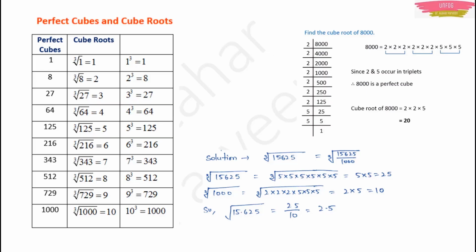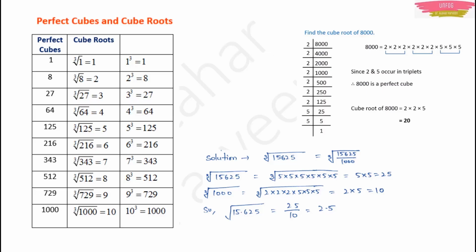So I will write it as 15625 upon 1000, because after 3 digits I have a decimal point from the right hand side. So I will write 3 zeros below, it will be 1000. Now individually I will take the cube root. I will see that 15625 means 5 is there, right? I will take the LCM with 5, and 1000 means it is 0, it is an even number, right? I will take the LCM with 2 and then we'll end it with 5.